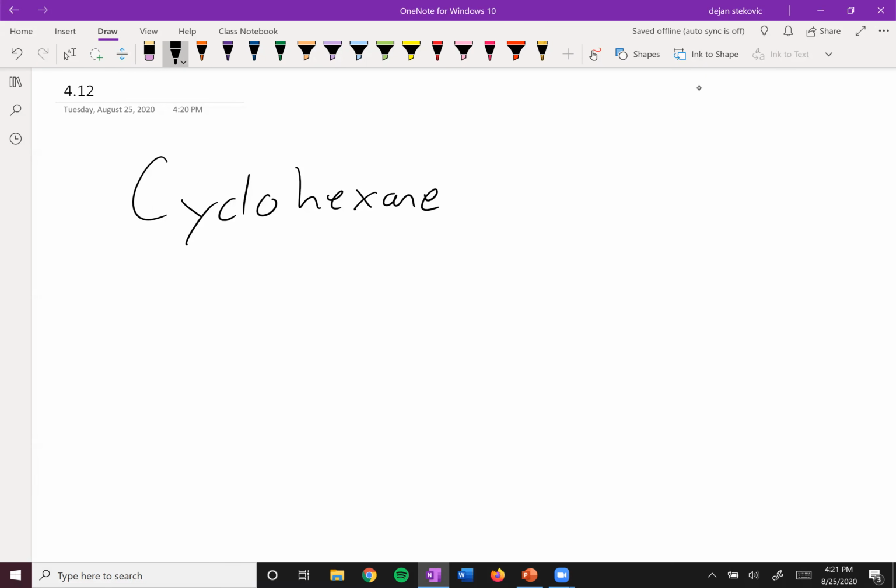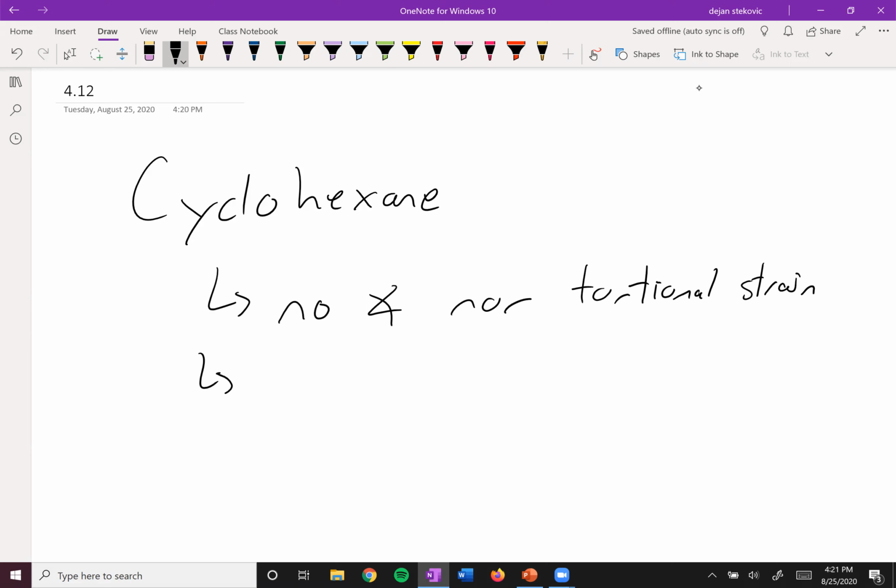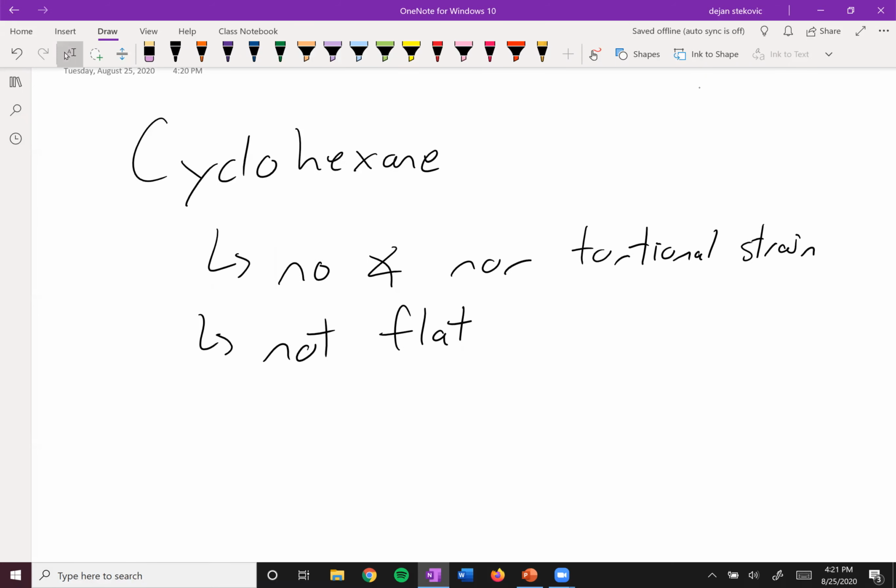All right, so cyclohexane, this is going to be the star of the show. In that earlier diagram, we saw it had no strain in it, so it has no angle nor any torsional strain. So it's essentially all strain-free. Obviously that means that it's not flat, because then the bond angles wouldn't be 109.5 degrees.